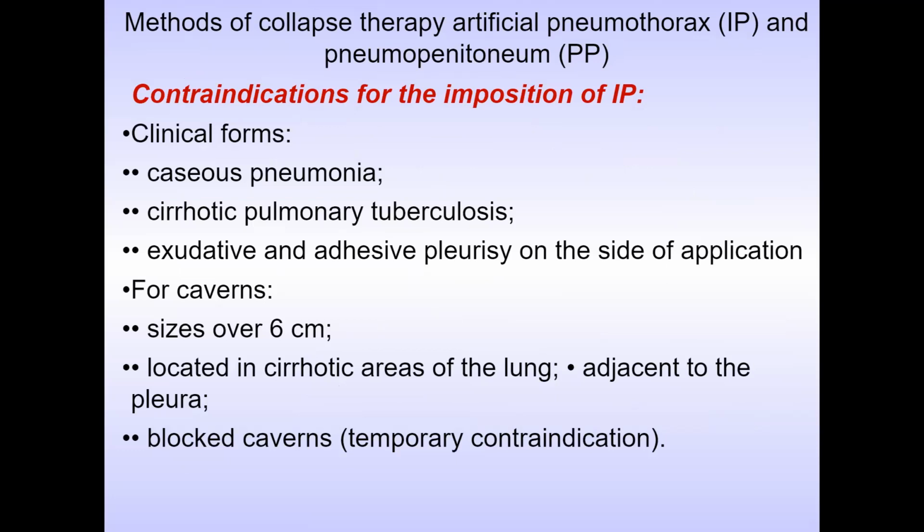And what are the contraindications of artificial pneumothorax? Clinical forms: caseous pneumonia, ketosis, fibrocavernous pulmonary tuberculosis, exudative and adhesive pleurisy at the site of application. Cavities over 6 cm in size, located in the thoracic areas of the lungs, blocked cavities.